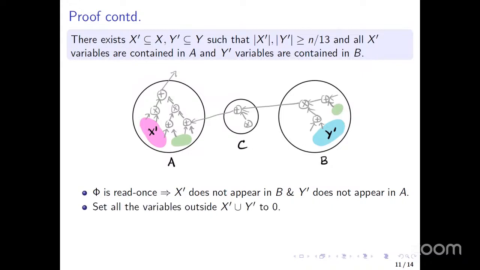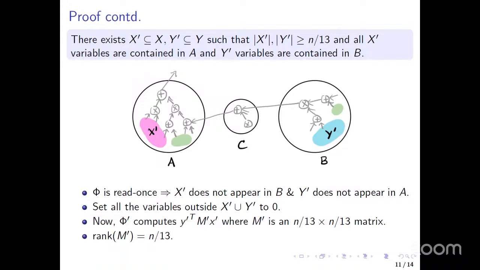So there are some x prime variables, some y prime variables. You set all the other variables to 0. Now what this circuit computes is y prime transpose times some matrix, which has picked rows and columns accordingly, times the x prime variables. So it's also computing a bilinear form, since you are just killing some variables by setting them to 0. This matrix M prime is n/13 by n/13, on those variables that survive. Your original matrix was totally regular, so this must have full rank.